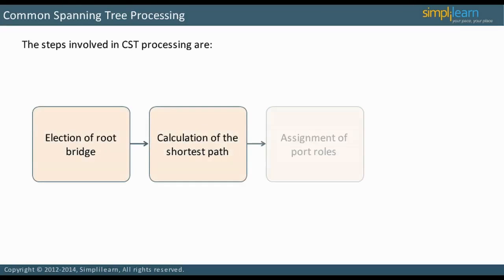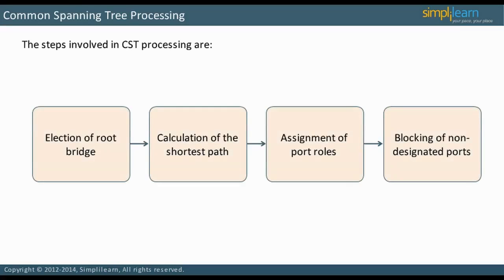There are 4 steps involved in CST processing. The first 3 steps occur concurrently. In step 1, the root bridge is elected. In step 2, the shortest path calculation occurs. In this, the root path cost for each node is calculated. In step 3, the port roles are assigned.